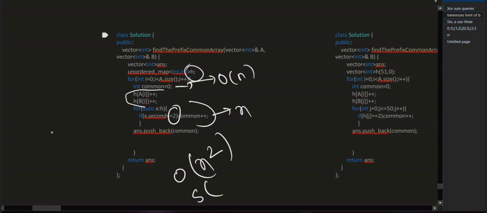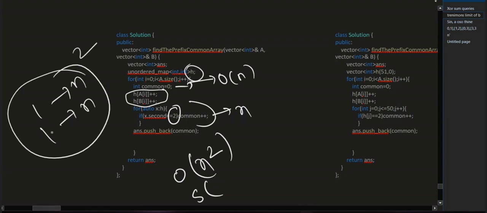And space complexity was also n, because in the hash map we are storing all the elements, as it is a permutation from 1 to n. So at max we will store all the elements twice, so it would be 2 times n, that is order of n only.